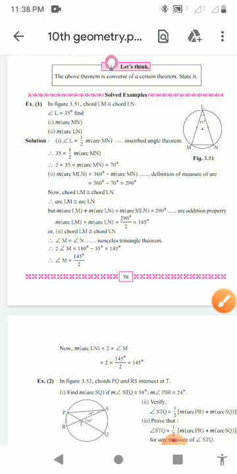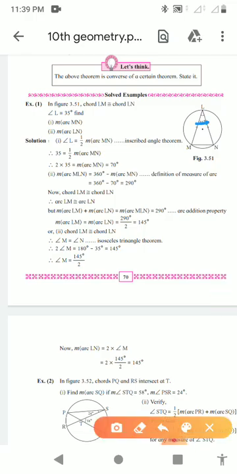So here basically we have to use the inscribed angle theorem. This angle L is equal to half of the measure of arc MN, isn't it, as per the inscribed angle theorem, because this arc is intercepted by angle MLN, or angle L simply.